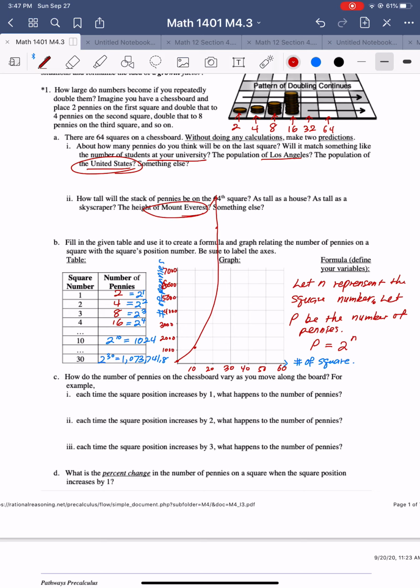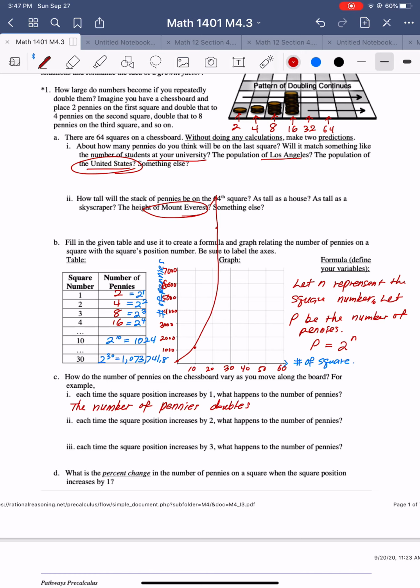How do the numbers of the pennies on the chessboard vary as you move along the board? For example, each time the square position increases by 1, which means you go to the next, and next, and next, the number of the pennies doubles.